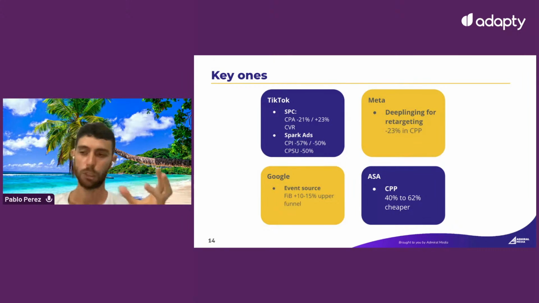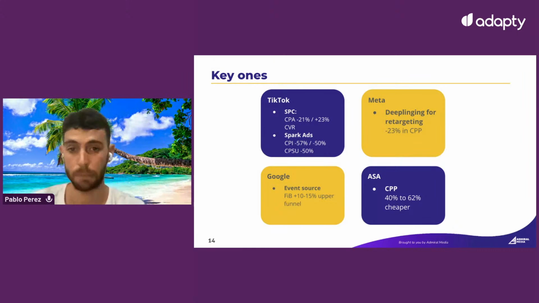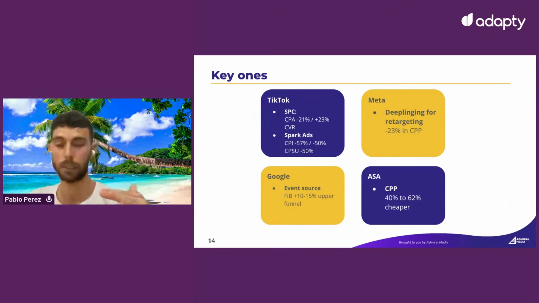In Google, again, we don't have too many things to play with, but again, video-only campaign types might be a good start. But the event source, again, using Firebase events when it comes to campaign optimization, we have seen an improvement between 10 and 15% in upper funnel metrics like cost per install and cost per signups, which also are transferred down the funnel to cost per subscription or cost per trial.